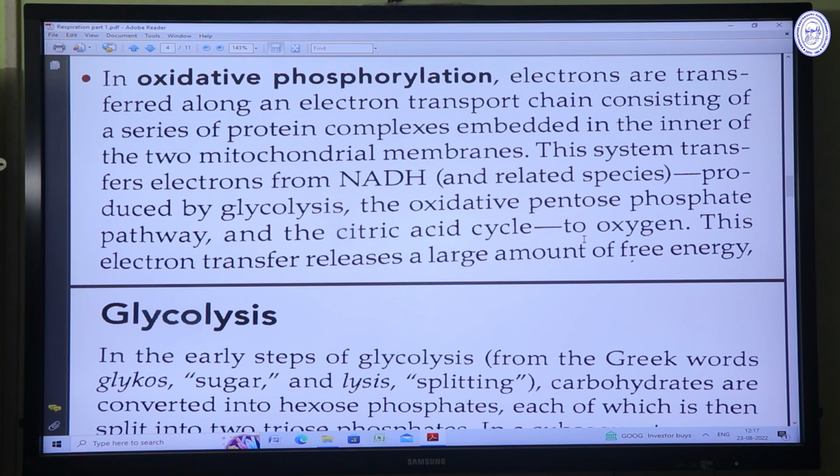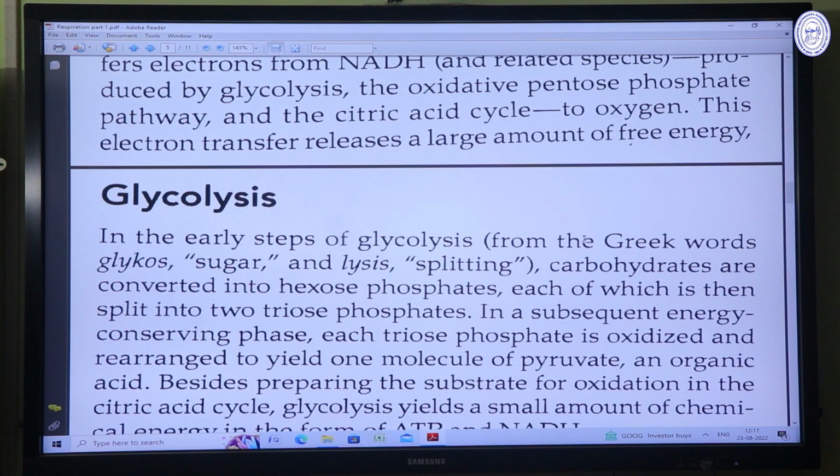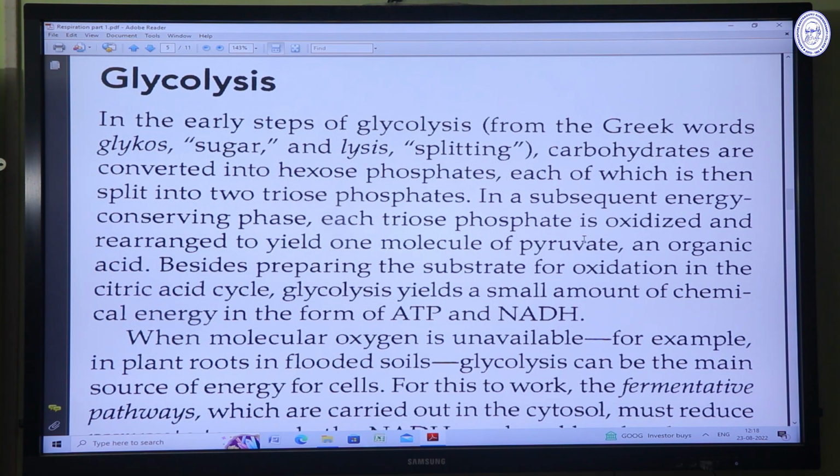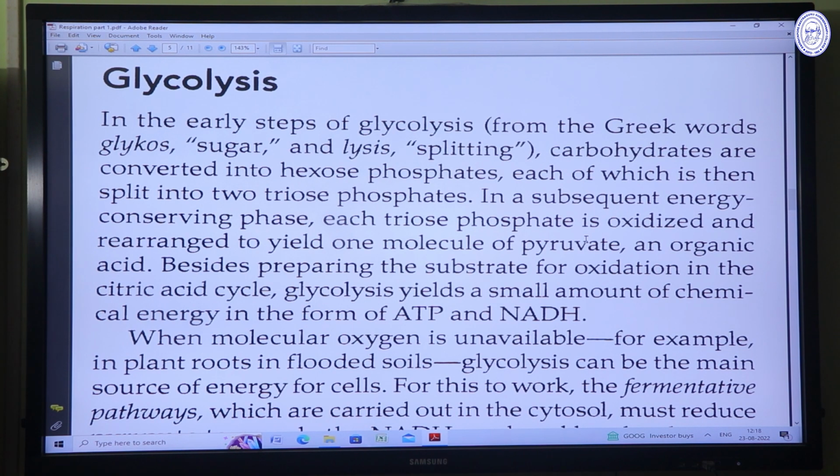Now, in this lecture actually I will discuss two reactions. One is glycolysis process and second one is oxidative pentose phosphate pathway. You can see here I have already mentioned where in the cell glycolysis happens, it is in cytosol or cytoplasm. The Greek word glykos means sugar and lysis means splitting.